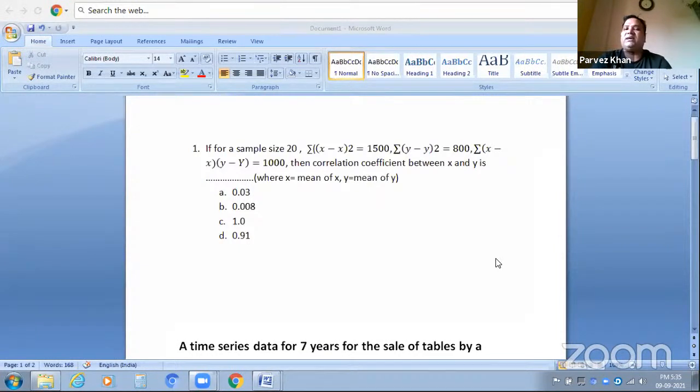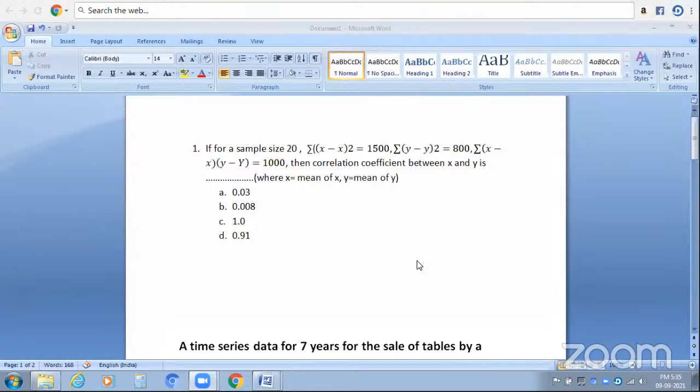800 is your sigma dy square. And sigma dx dy is how much? 1000. So can you find out correlation? Anybody can find out correlation? Sigma dx square is 1500, sigma dy square is 800, sigma dx dy is 1000. So our formula you can apply, sigma dx dy divided by square root of sigma dx square. 0.91. Okay, what about others?